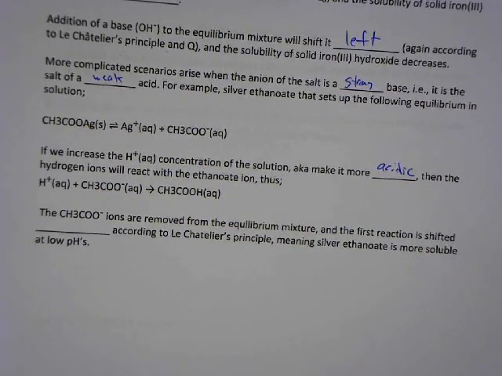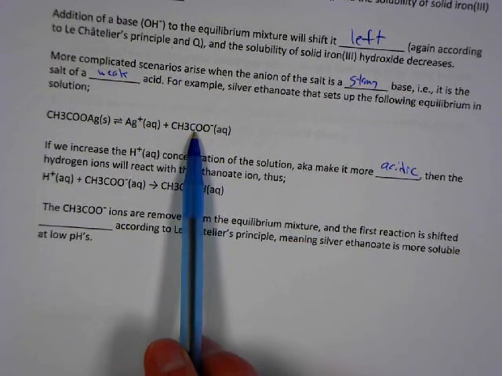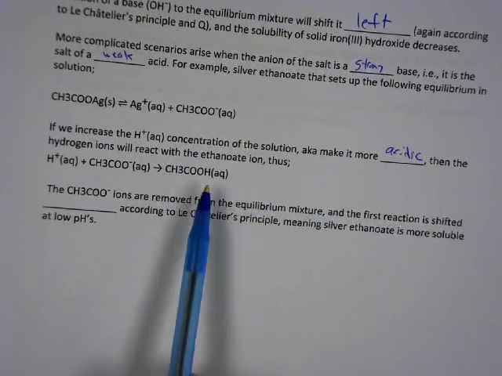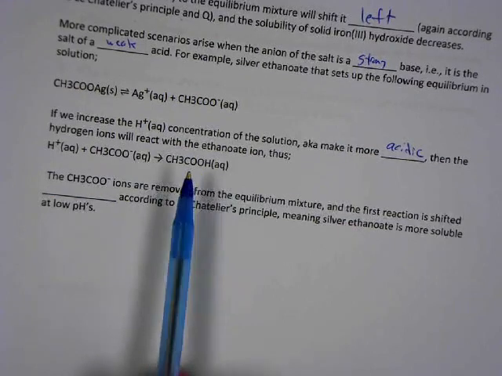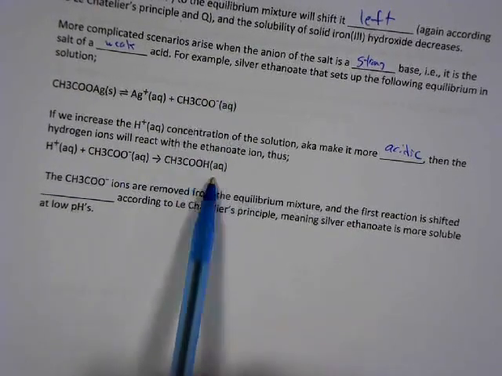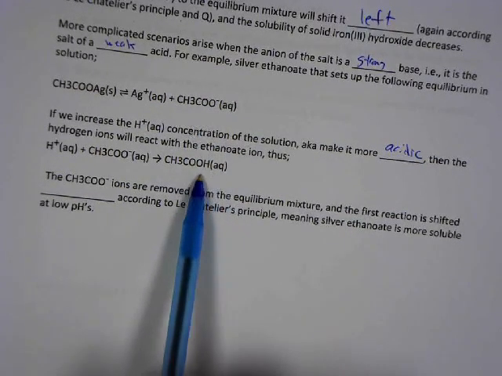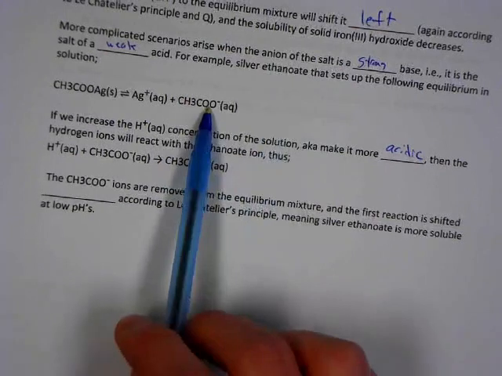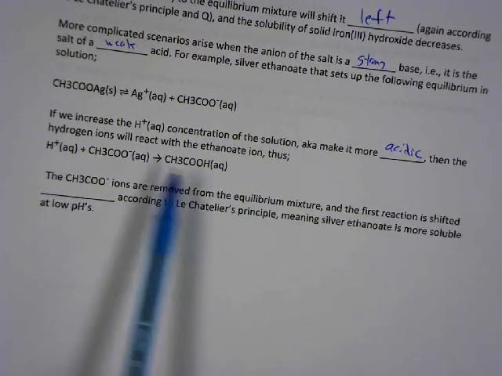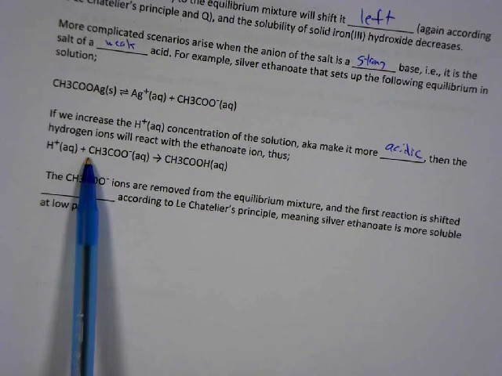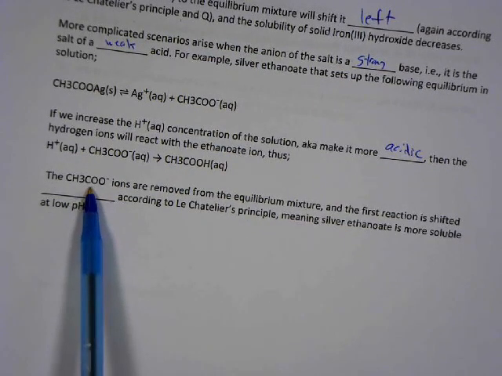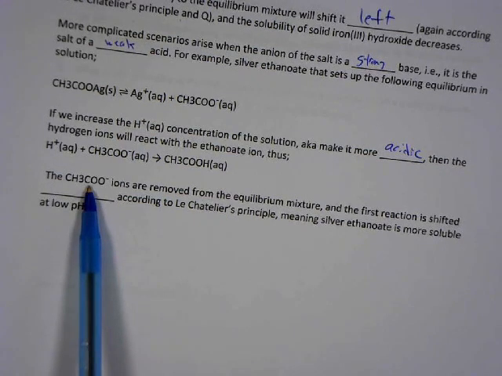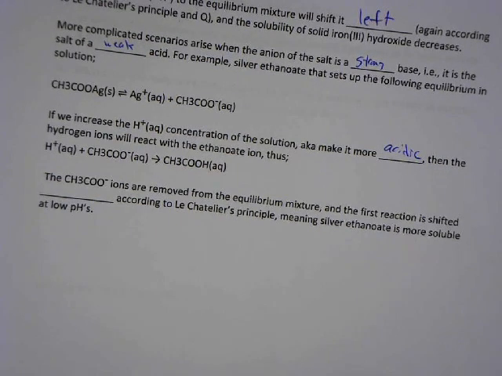For example, silver ethanoate sets up the following equilibrium in solution. So here's how silver ethanoate dissolves. On this one, if I increase the H+ concentration of the solution, in other words, I'm making it more what? Acidic. Then the hydrogen ions are going to react with what? The ethanoate. They're going to react with this, because I told you, making this.